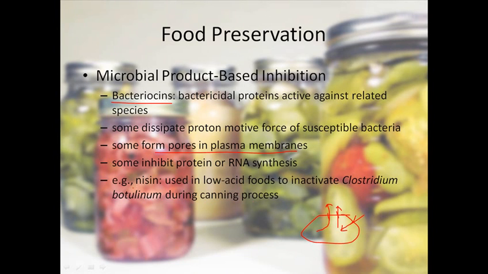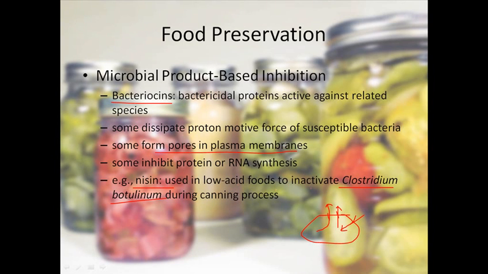The example is nisin, which is used in low acid food to inactivate Clostridium botulinum during the canning process. Clostridium botulinum is a really dangerous bacterium which releases a toxin called botulinum toxin. This is a potent neurotoxin. A very small dose of this toxin can kill a whole person. It's a really devastating toxin which will paralyze our nervous system in minutes.